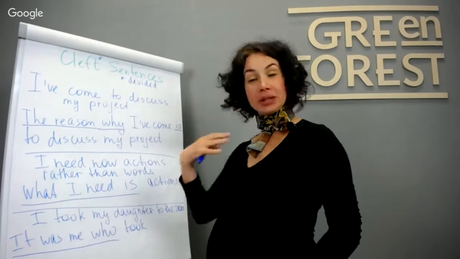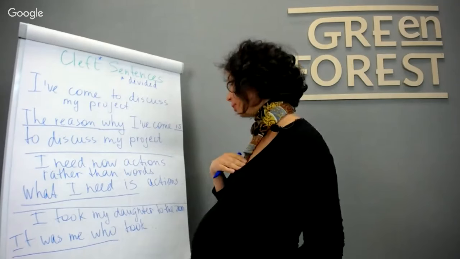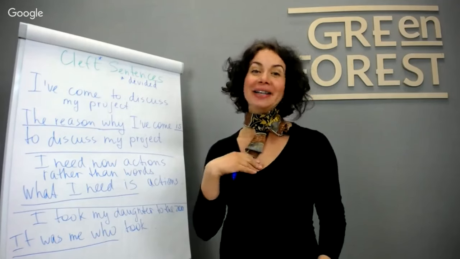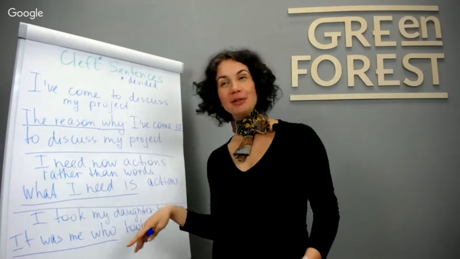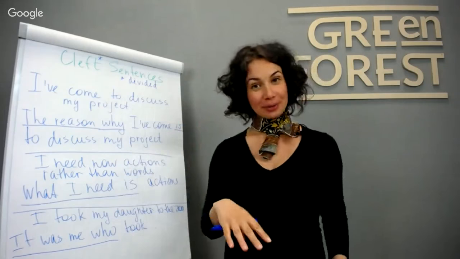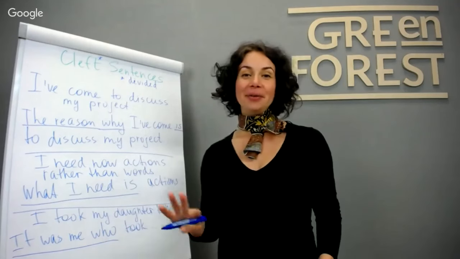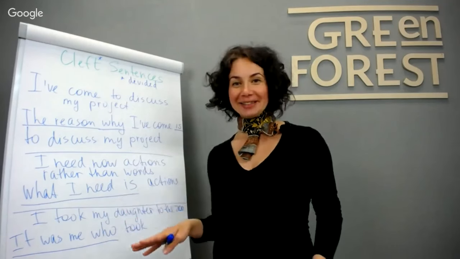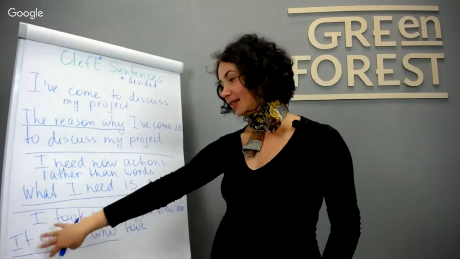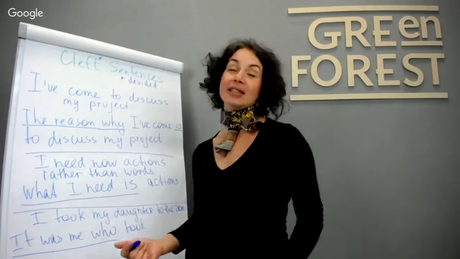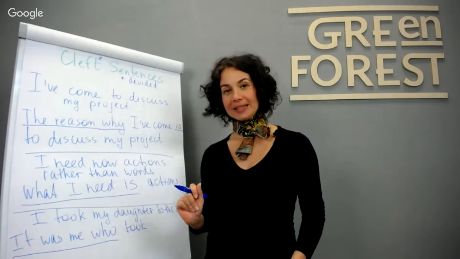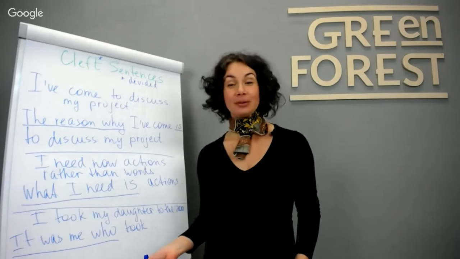The first one: it was me, not anybody else, who took my daughter to the zoo. It was the zoo where I took my daughter, not another place, not a restaurant, not a theater, not a museum. And it was my daughter who I took to the zoo, not my nephew, not my husband, not my godson or goddaughter. All right. So in this case, this it clause can help us to emphasize different parts of the sentence, depending on what we want to do.